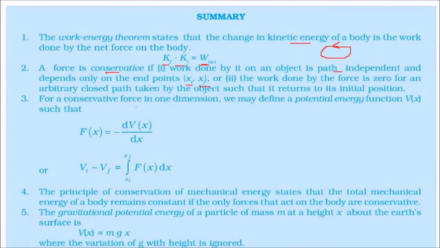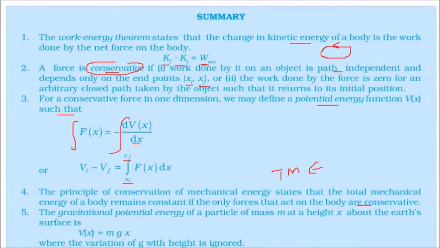For a conservative force in one dimension, we may define a potential energy function V(x) like this: F(x) equals minus dV(x) by dx, and this is simply V(i) minus V(x), the integration from initial to final of F(x) dx. We are just taking the integral of these two. The principle of conservation of mechanical energy states that the total mechanical energy, TME, remains constant if only conservative forces act on the body.